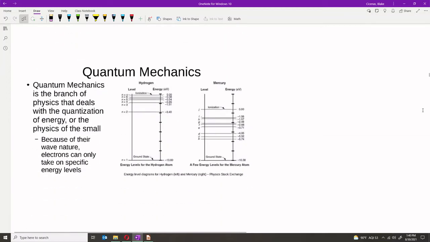And as I told you, it matters when you move up a level or drop down, and that whole branch of physics is called quantum mechanics, where things get really weird. It basically deals with the small. The official definition is that it deals with the quantization of energy, but I call it physics of the small.